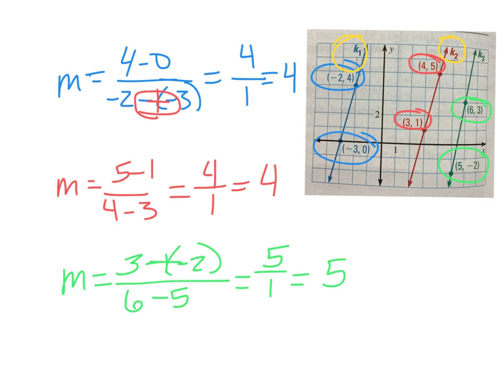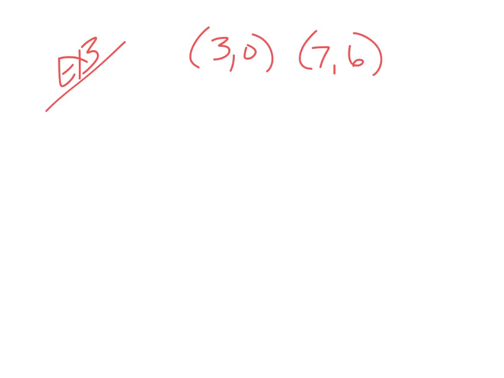Any questions on how to find parallel lines? Pretty good? All right, so let's do perpendicular lines. This is example 3. It tells you line H passes through the point 3, 0 and 7, 6. And we're going to graph the line that is perpendicular to that and passes through the point 2, 5.